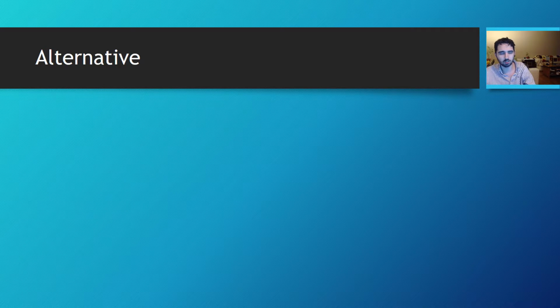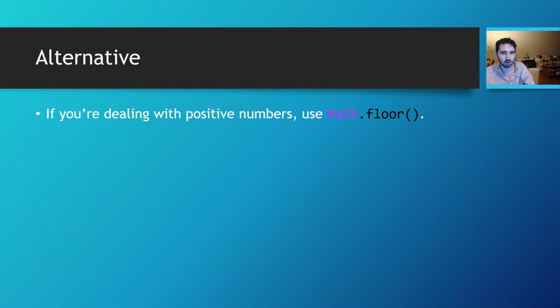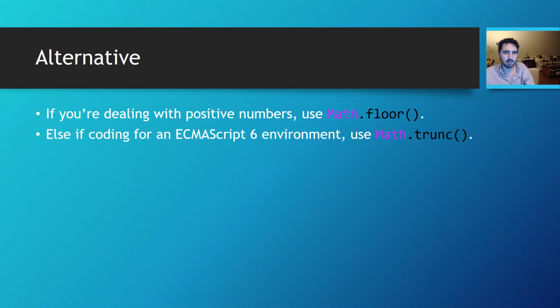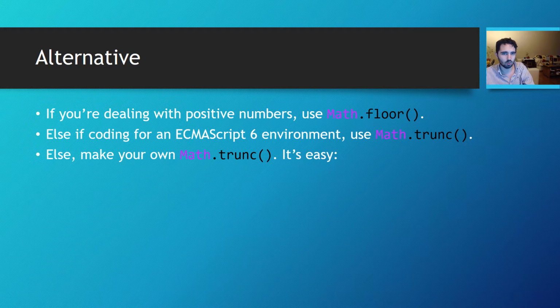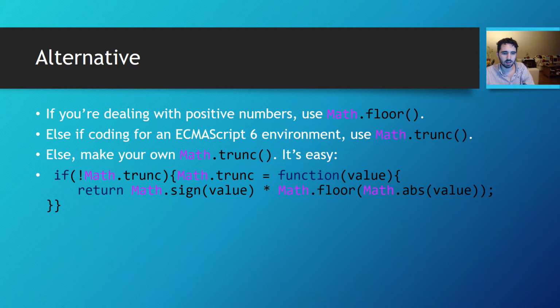There are some pretty good alternatives. First of all, if you're using positive numbers, just use Math.floor, obviously, even though it's not as compact. Otherwise, if you're scripting for an ECMAScript 6 environment, then go ahead and use Math.trunc. It'll be available. But if you're not, you can always create your own Math.trunc. It's actually quite easy. And I have the code here that you can just copy and paste, and I'll leave this in the video description for you.